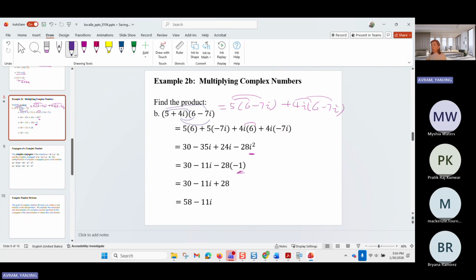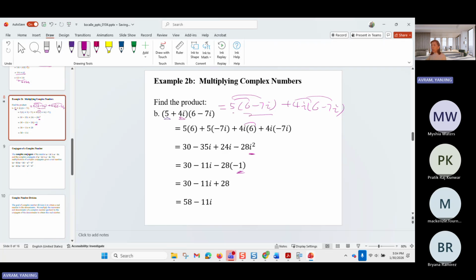If you do not like that, you can break it down into 2 steps, right? Using the first number 5 times the second parenthesis. Okay, that is another way to do it. You cannot break down 5 times the parenthesis, right?